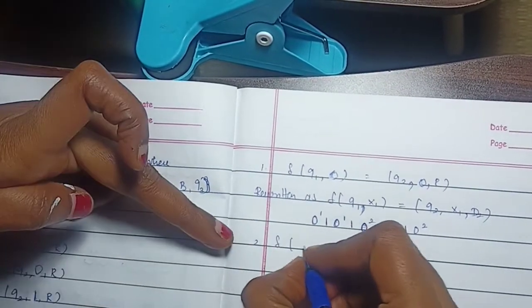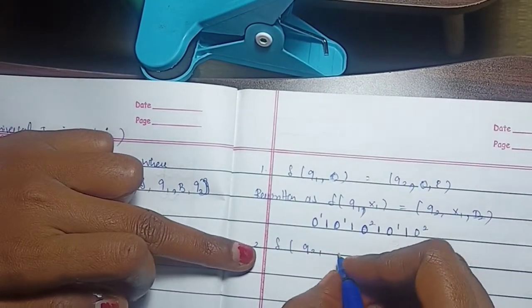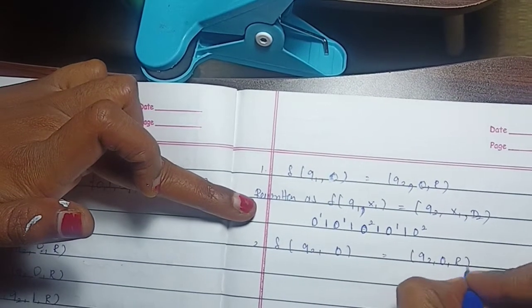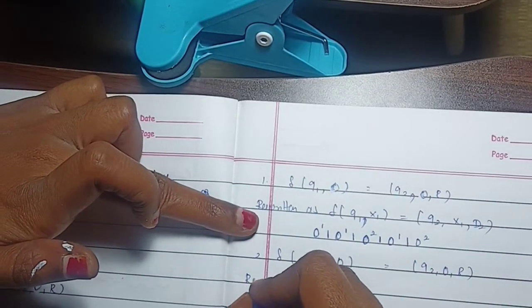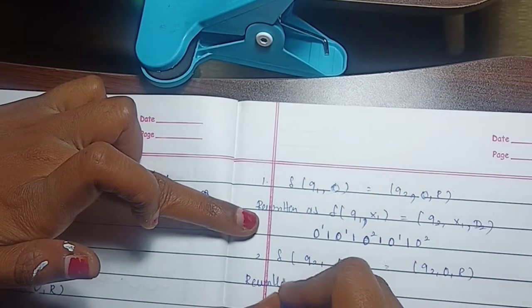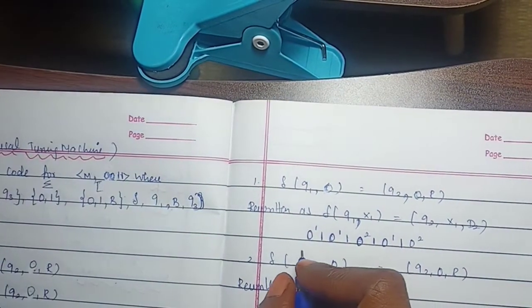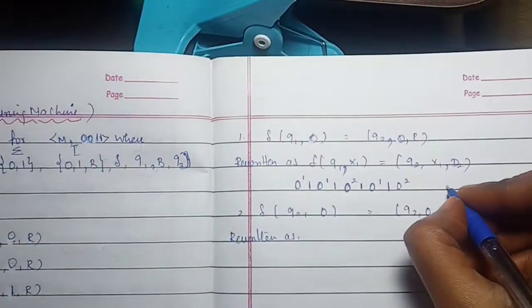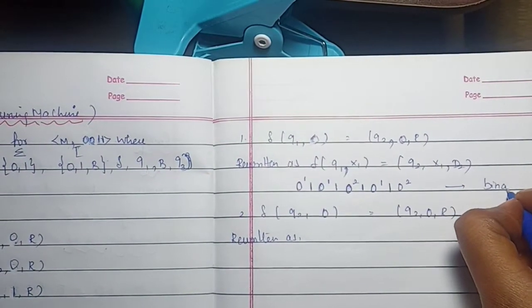For the second move, q2 comma 0 equals q2 comma 0 comma R. So here it is rewritten as, actually, this is our binary code, right? Binary code.